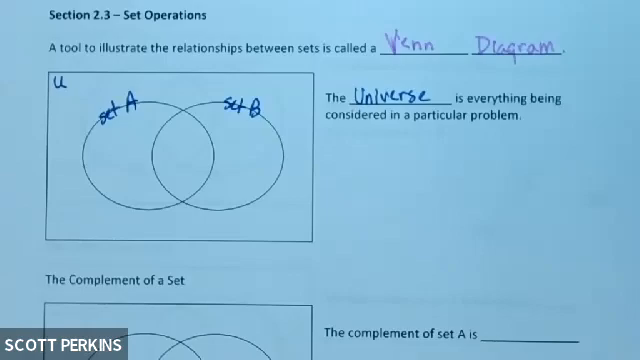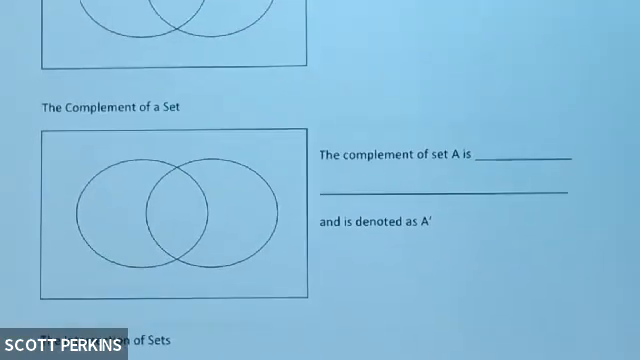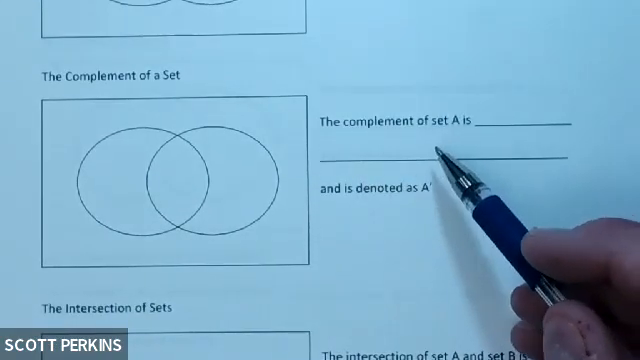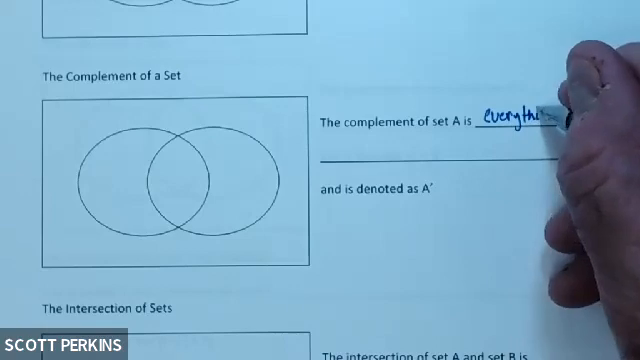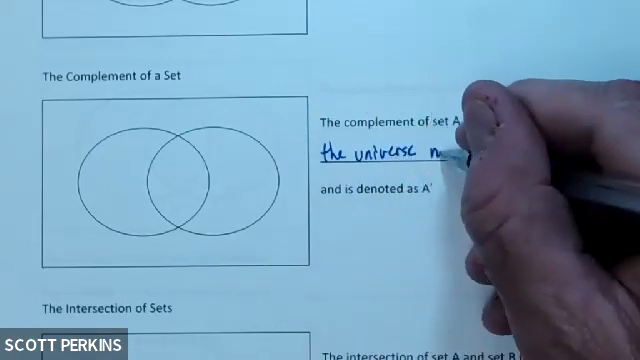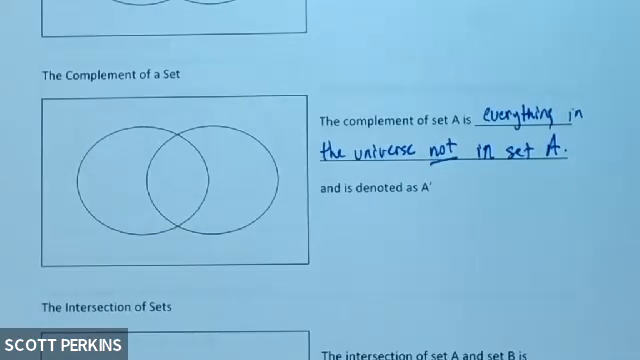And they will have objects in them when you're looking at the picture that are part of the universe. So the first of our set operations is going to be called the complement of a set. Okay, now the way complement is spelled here, this is not saying nice things about the set. In this case, what the complement is referring to is the following. The complement of set A is everything in the universe not in set A. So when you're asked to find the complement of something, you're asked to find what is everything else outside of the set.